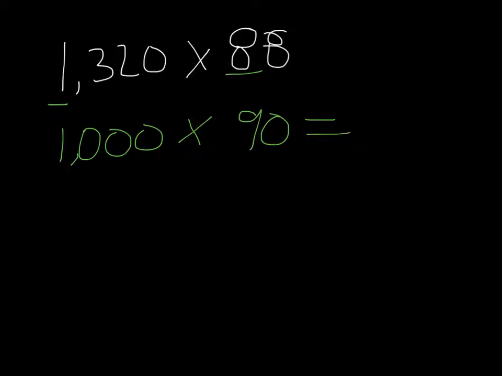Another way that I could solve this is to instead look at the hundreds place, because I want a more precise number. So I could look here and go 1,300. Looking at the 2 tens, I'm rounding down, so I have 1,300 times 90, and that will get me a more precise answer. Either way is correct when you are estimating.